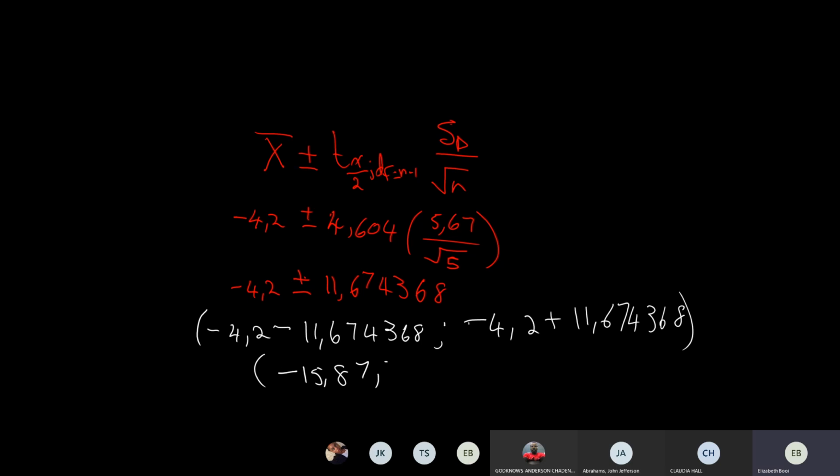My upper boundary is minus 4.2 plus 11.674368 equals, and I get 7.4743. Okay, we said we're keeping it to 2 decimals, so it's 7.47. Therefore it means the mean of the mean difference lies between minus 15.87 and 7.47, and that's how you do your confidence interval for the paired population or paired samples from two populations. Any question?